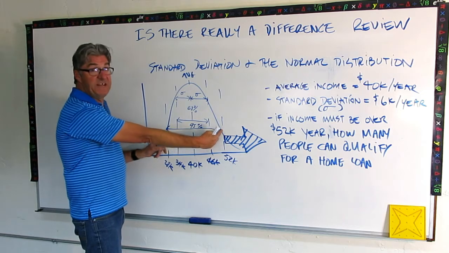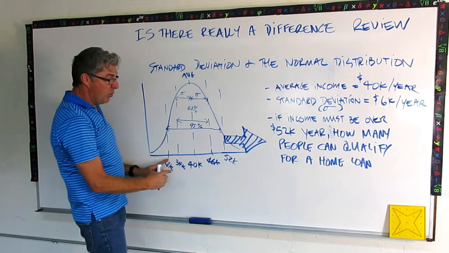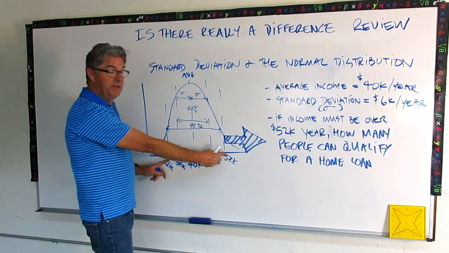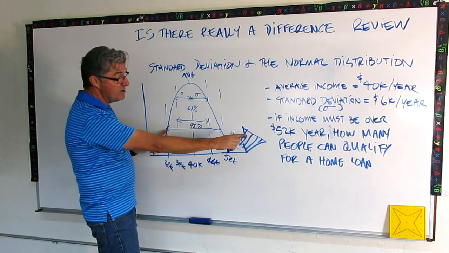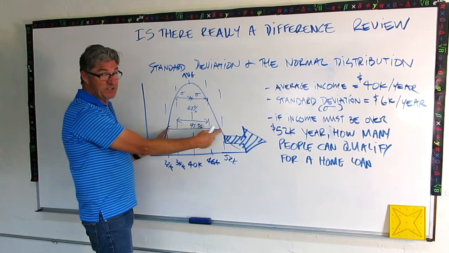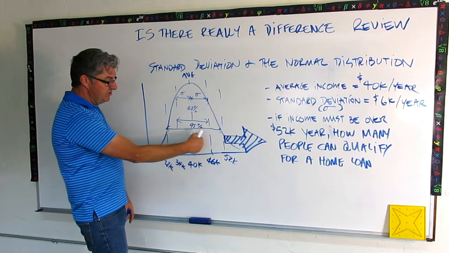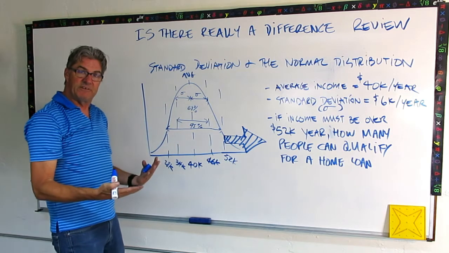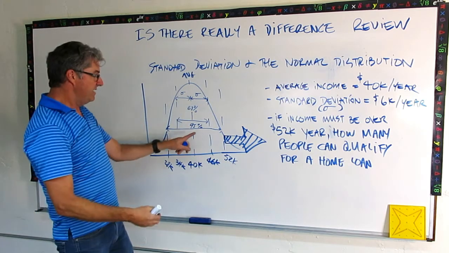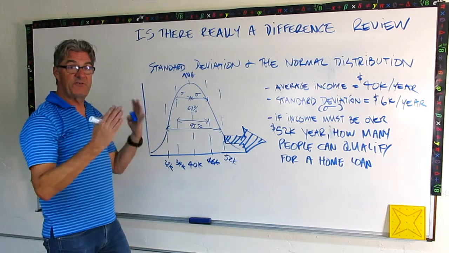So here's 95%. That's between 28K and 52K. So all these people don't qualify. You've got to make more than 52. This 95% is definitely 52 and less, all the way down to 28K. So what's left? 5%, right? 100 minus 95, there's 5%.